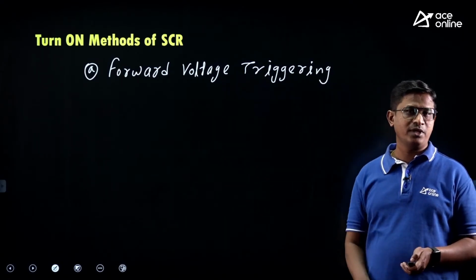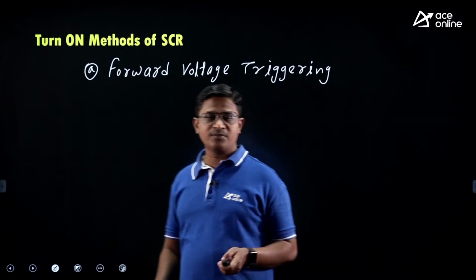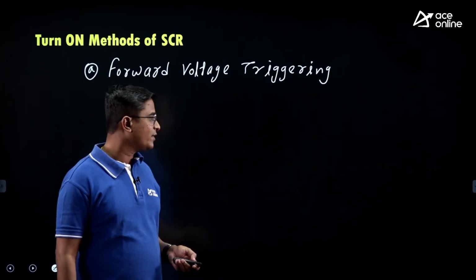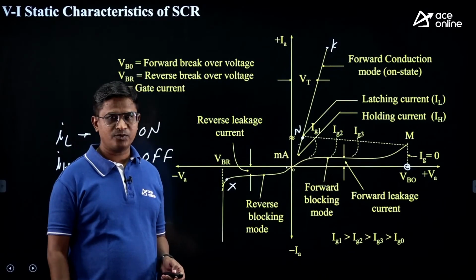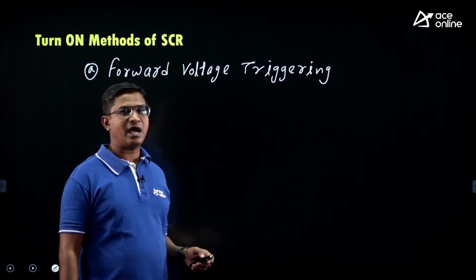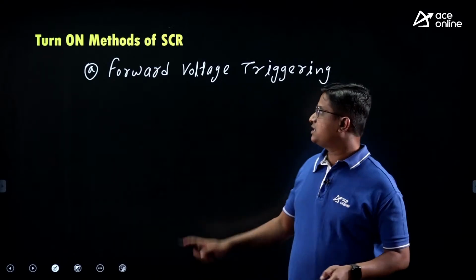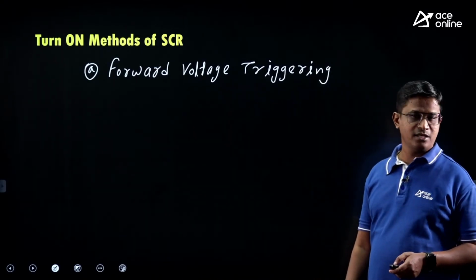Means VBO value in device datasheet, the manufacturer of the device gives the value of the VBO, value of the latching current, value of the holding current, etc. Okay. So VBO value is generally high. Therefore, this method is not preferred in a practical case.